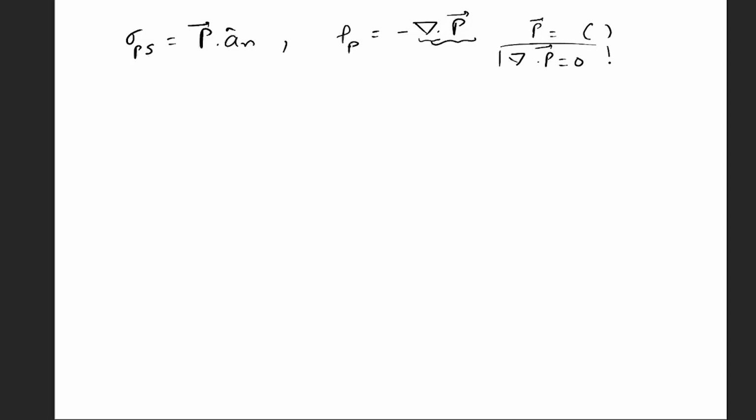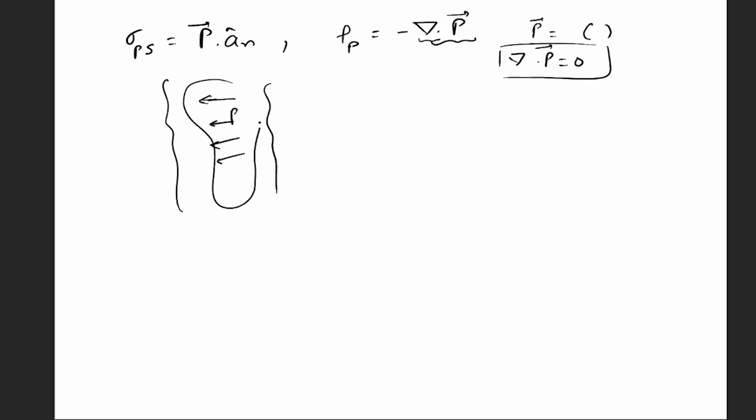So in a sense, when this dielectric has a uniform polarization, then there will not be any volume charge density in this dielectric. So what does it mean?